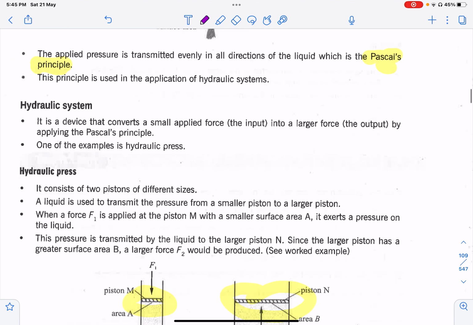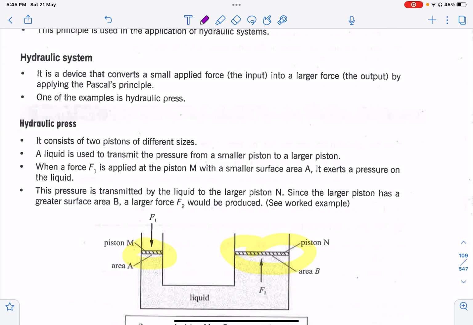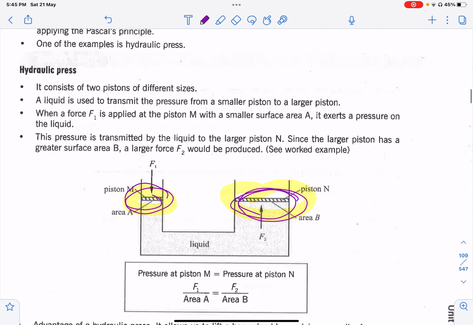For a hydraulic system, it is a device that converts a small applied force into a large force by applying Pascal's principle, and one example is the hydraulic press. In this case, the pressure exerted here will be similar to the pressure exerted here, regardless of the size or shape of the cylinder or the container. So this will help us to play around with the parameters. For example, for pressure, you will take into consideration density, that's one. The other one is the force and the area of contact.